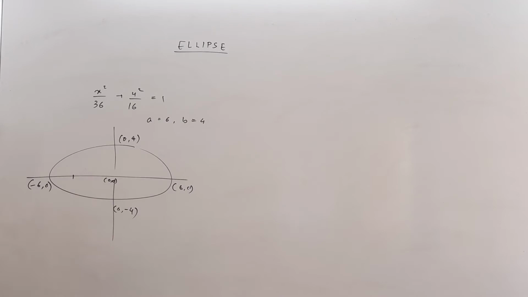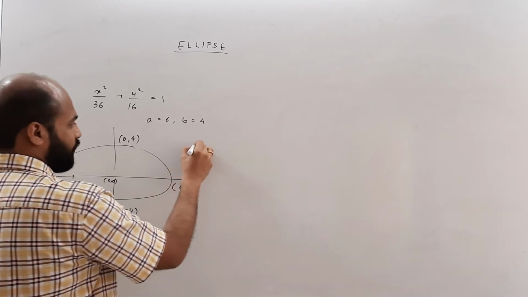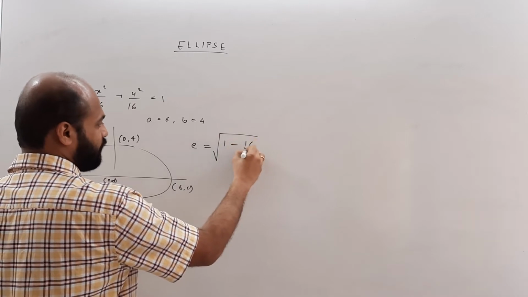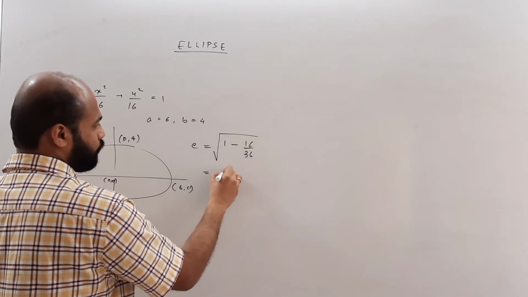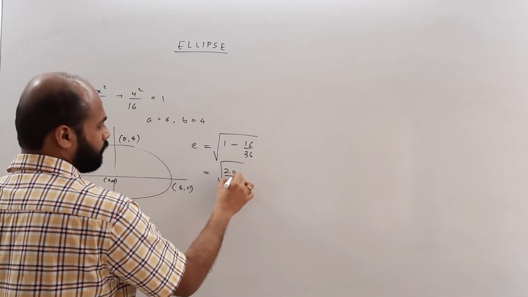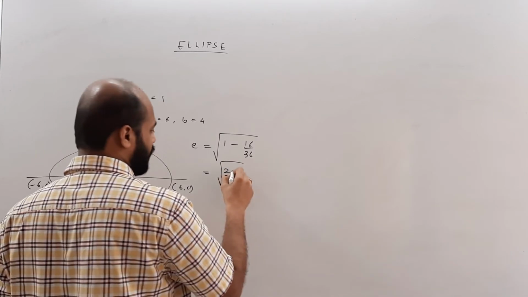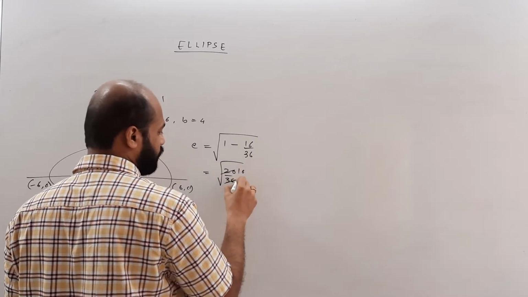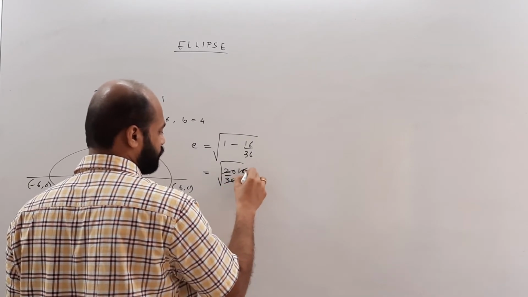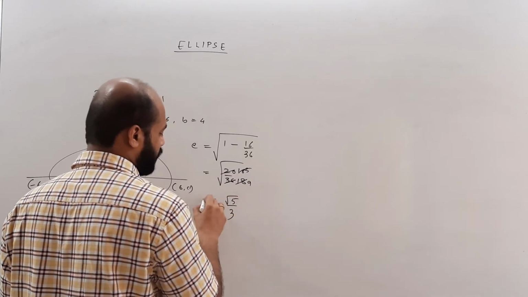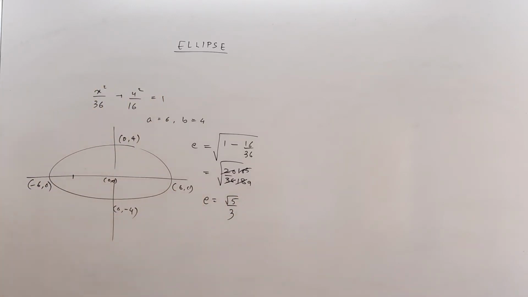So focus here we can find as, first we define eccentricity. Eccentricity is going to be root of 1 minus b square by a square, that is 16 by 36. So that's going to be root 20 by 36. Now when simplified further, this will be root 5 by 3. That is the eccentricity of this ellipse.